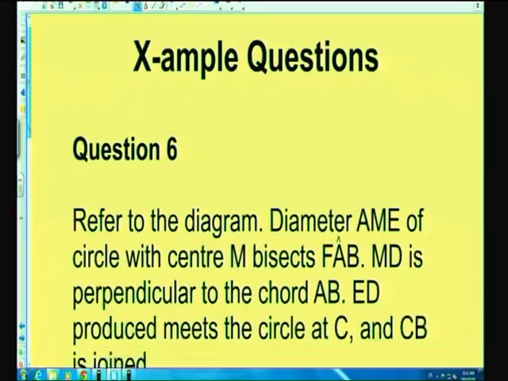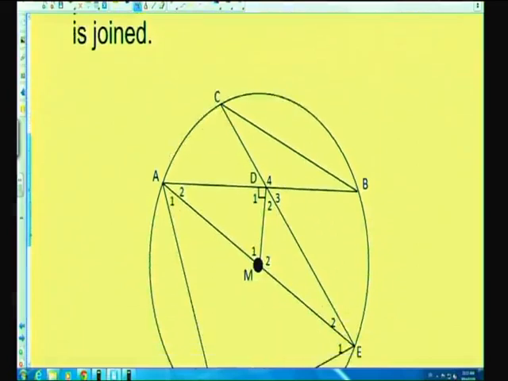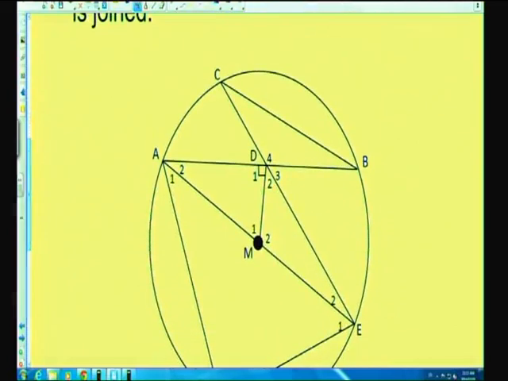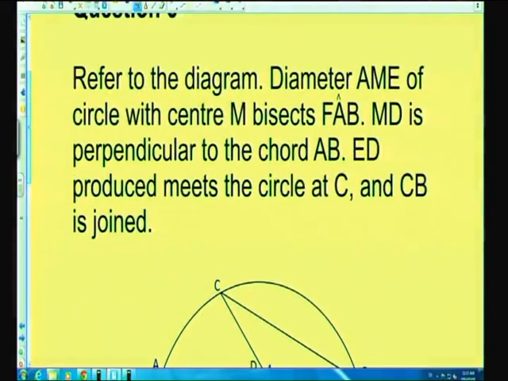Question 6. Refer to the diagram. Diameter AME of a circle with center M. So let's just orientate ourselves. AME, it's clear enough with a circle center M. I think we can see it's clearly a diameter. Bisects FAB. Bisects means cuts in half.